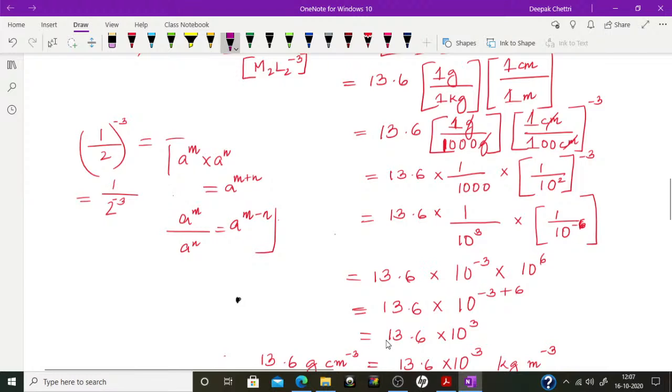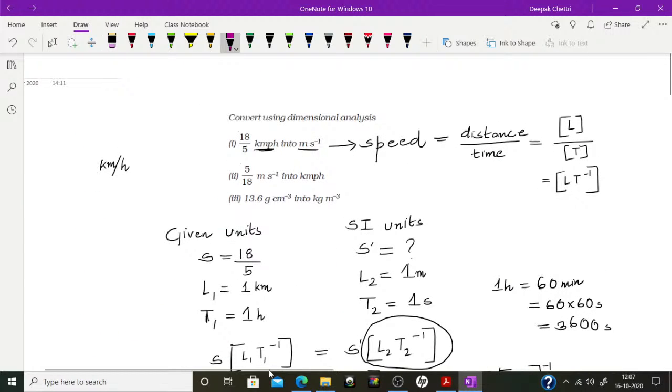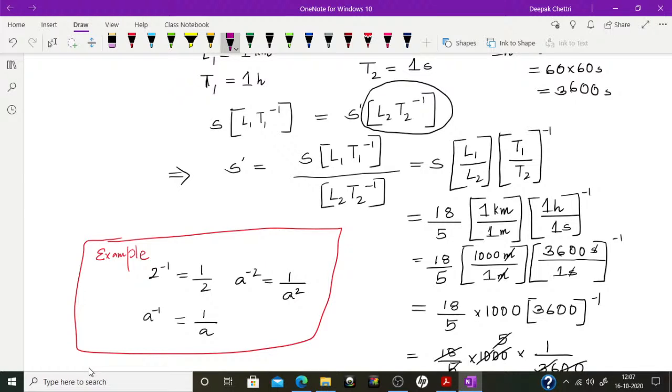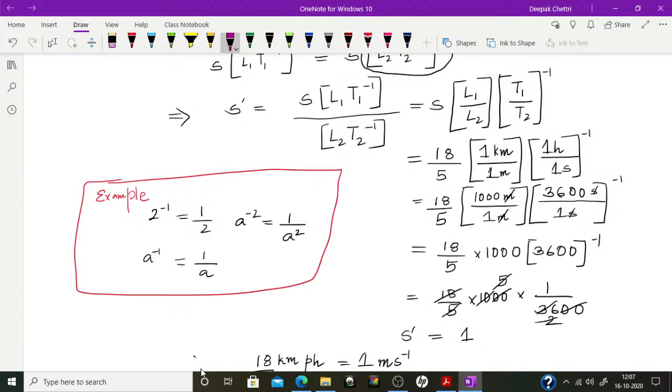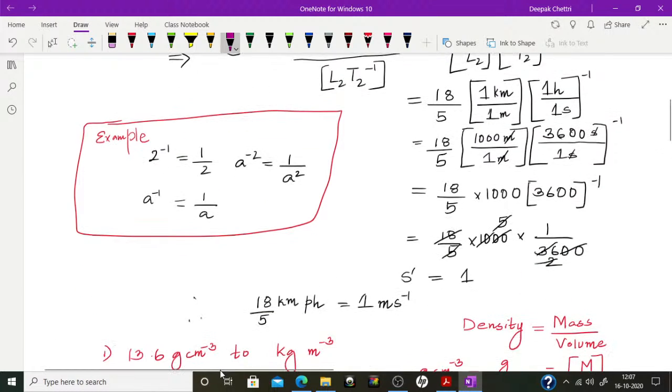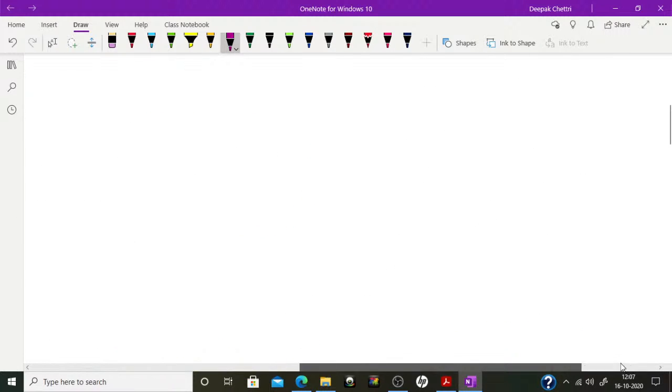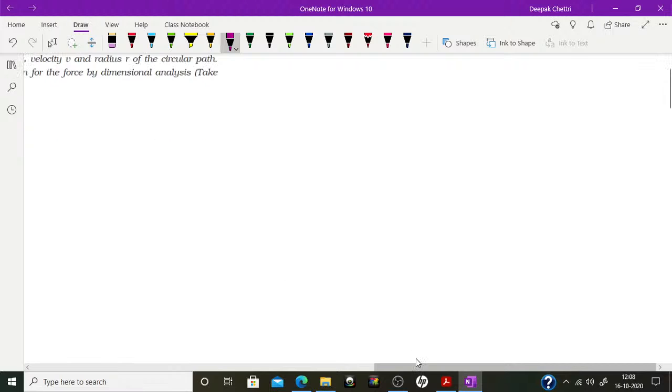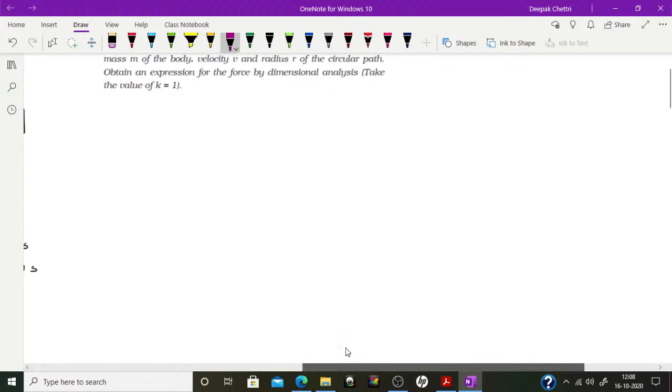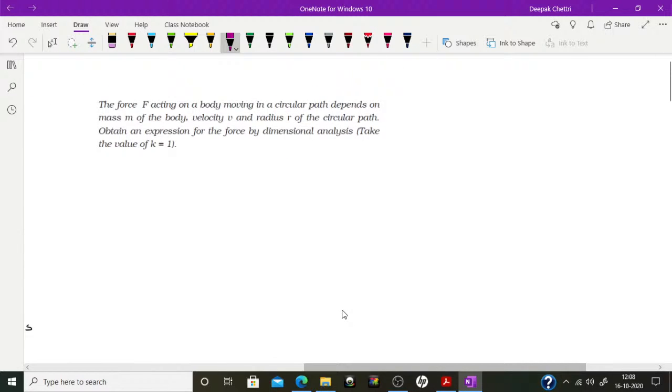Now the third one is to derive a formula from known quantities. So look at this question. The force F acting on a body moving in a circular path depends on the mass of the body, velocity and radius of a circular path.